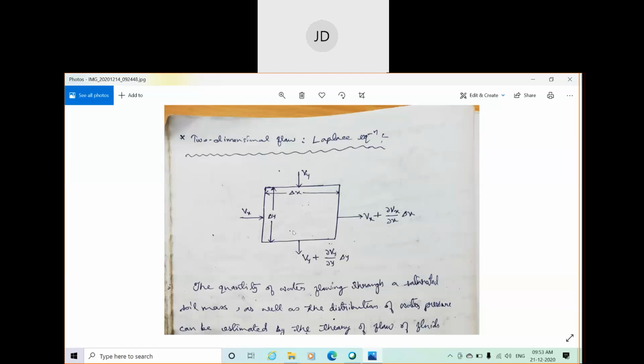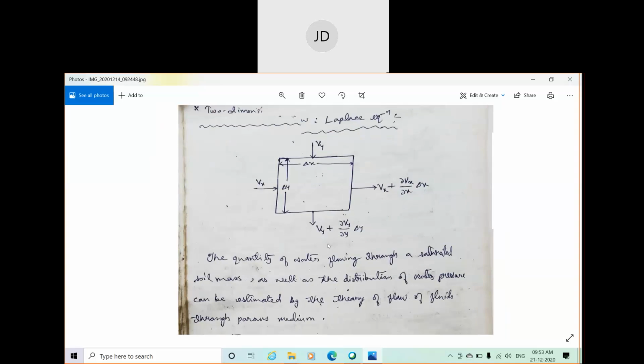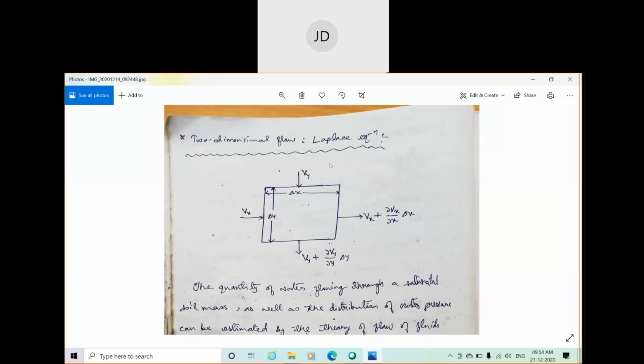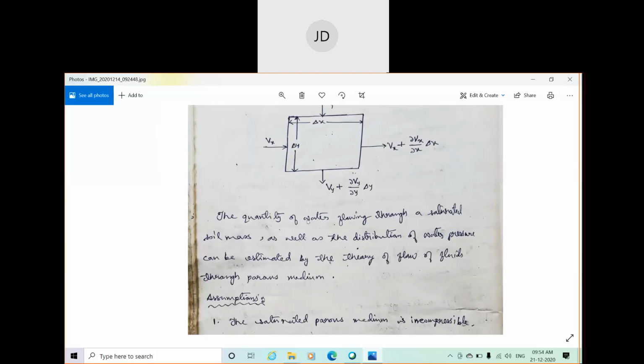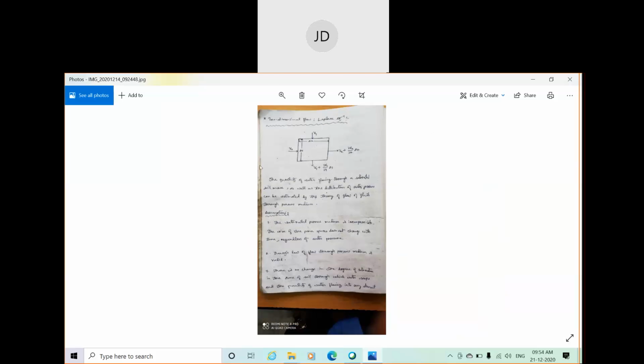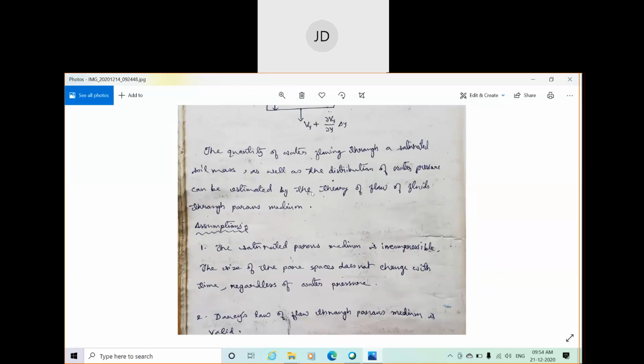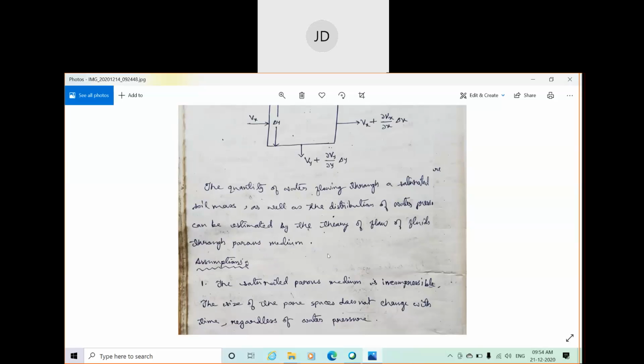So this is all about the diagram. Now, mainly in this Laplace equation, the quantity of water flowing through a saturated soil mass, as well as the distribution of water pressure, can be estimated by the theory of flow of fluid through porous medium. By the Laplace equation, or the two-dimensional flow Laplace equation, you can find out the pressure distribution, and also the amount of water flowing through a particular soil mass can be determined.